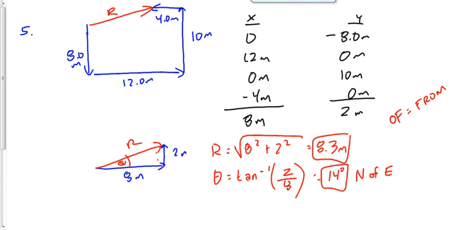Of equals from. We got to see where we're measuring it from. It's always going to be from the north, south, east, west. And just replace it with the word of.